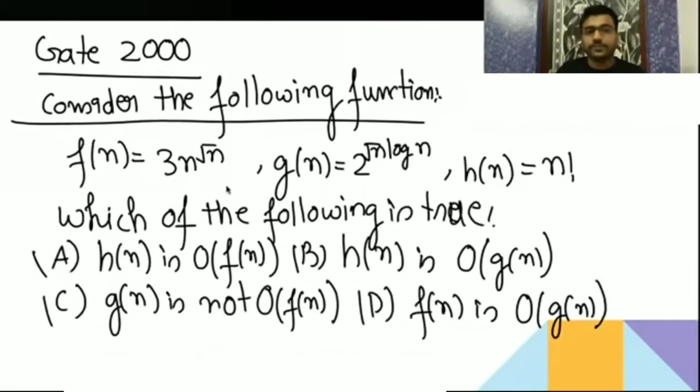Okay. So Fn is 3n to the power root n, Gn is 2 to the power root n log n, and Hn is n factorial. Now compare which of these three is going to be the option. If you are done with the writing, then please let me know. Now see, take log on Fn, Gn and Hn.